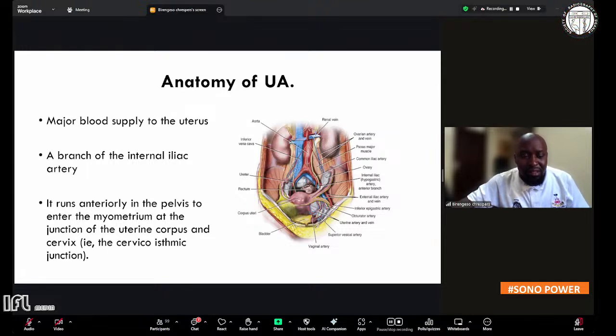What is the uterine artery? As Mr. Lukenga already told us, the uterine artery is a major blood supply to the uterus, and it is a branch of the internal iliac artery. We could see clearly that this is the abdominal aorta. It branches, this is the common iliac artery, the internal iliac and the external iliac. This is the uterine artery. It moves parallel with the adjacent vein, and it enters the uterus at the junction of the corpus and the cervix.